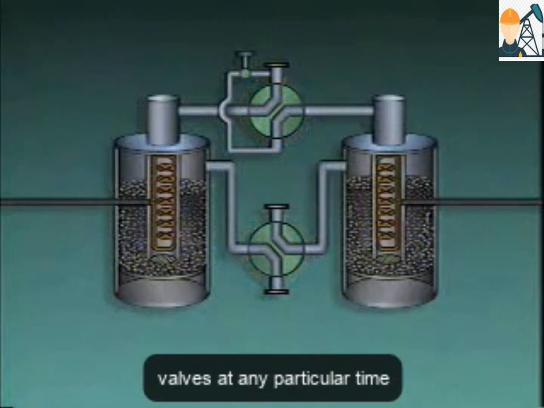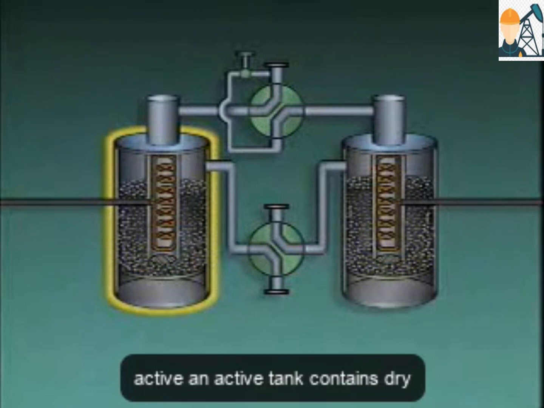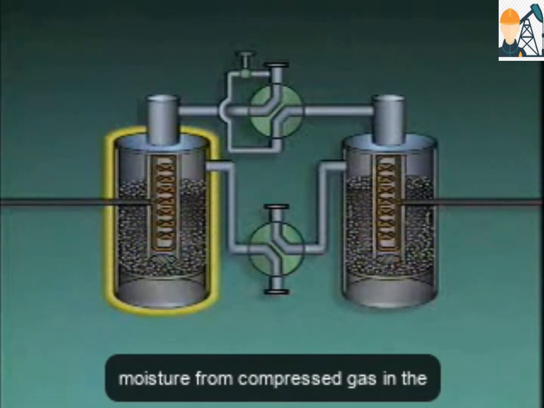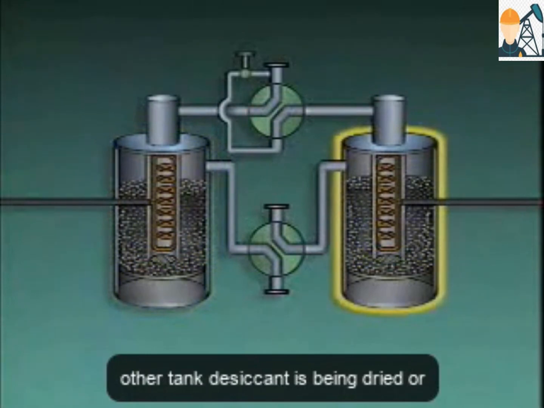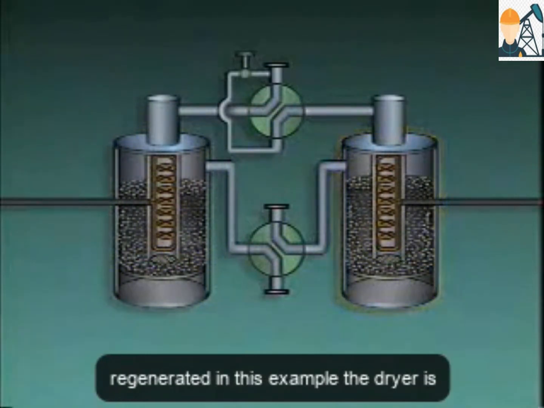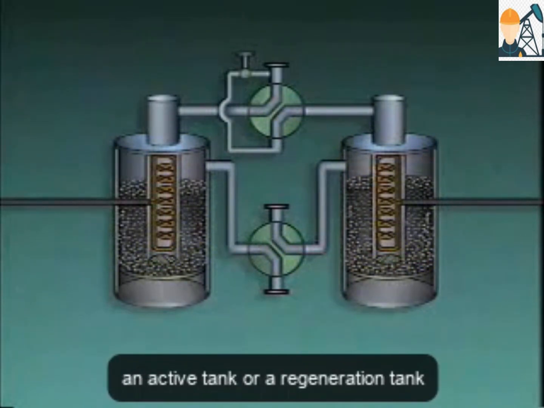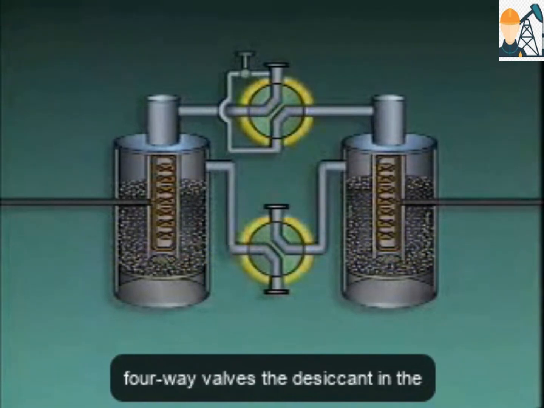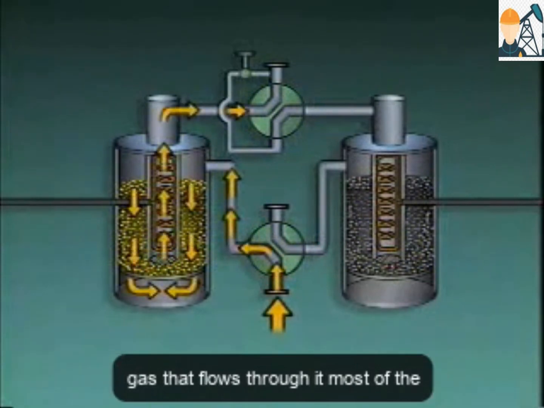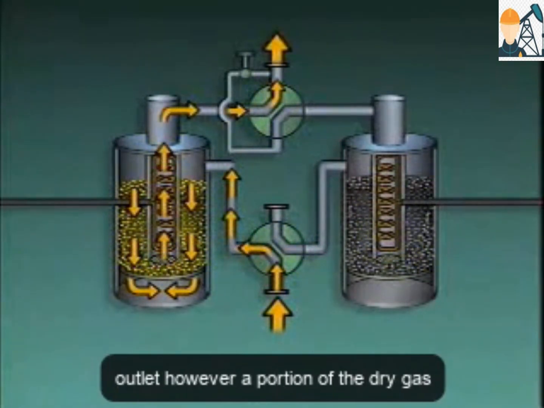At any particular time, one of the two tanks is said to be active. An active tank contains dry desiccant that is used to remove moisture from compressed gas. In the other tank, desiccant is being dried or regenerated. In this example, the dryer is set up so that each tank can either be an active tank or a regeneration tank, depending on the positions of the four-way valves. The desiccant in the active tank removes moisture from the gas that flows through it. Most of the dry gas leaves the dryer through the gas outlet.